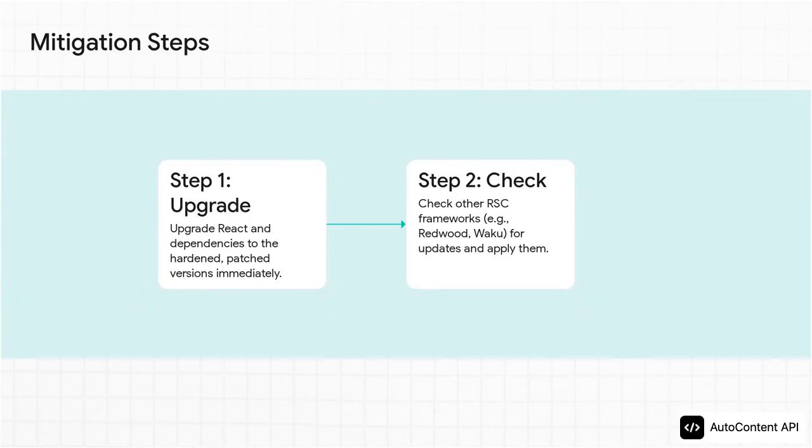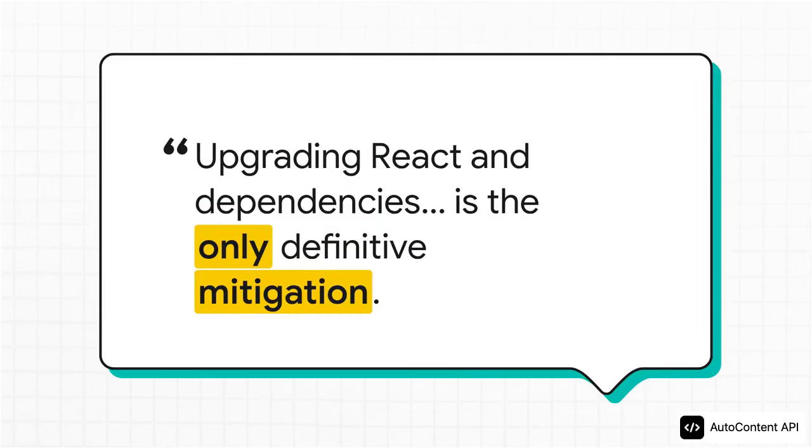Step 1, and this is the most critical, upgrade React and all your related dependencies. Go back to that table we showed, find the patched version for your stack, and update immediately. Step 2, if you're using any of those other frameworks that rely on RSC, Redwood, Waku, the Vite plugins, you have to be checking their official websites and channels for security updates, and apply those patches the second they're released. And let's just hammer this point home with a direct quote from the security researchers who found this. They said, upgrading your dependencies is the only definitive mitigation. There are no clever workarounds here. There's no config flag you can flip to protect yourself. The only way to be safe is to upgrade. It's not a suggestion, folks.